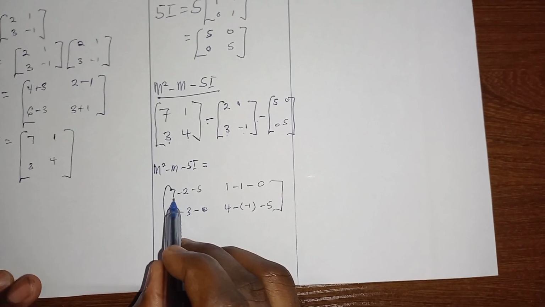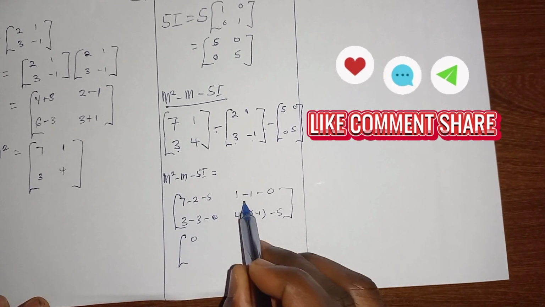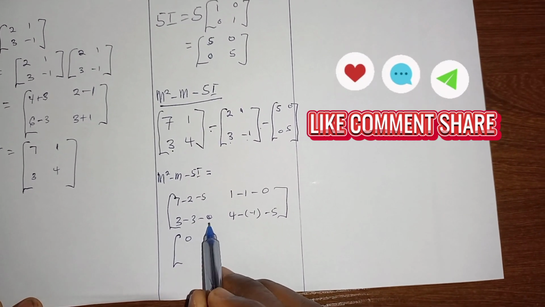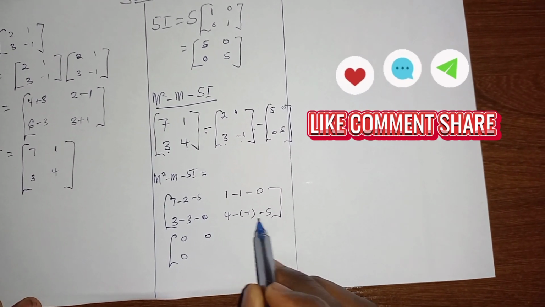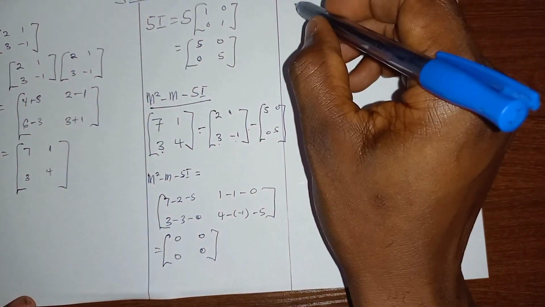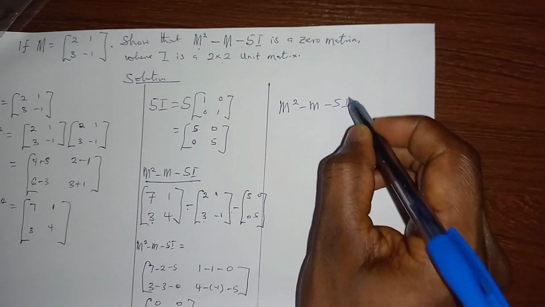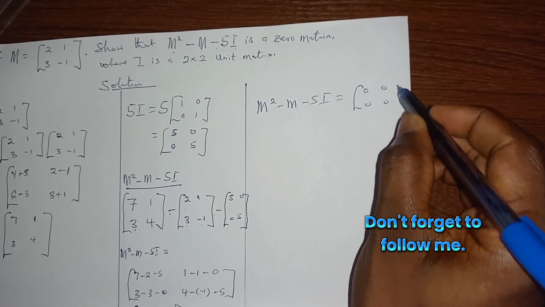Okay, so let's simplify it. 7 minus 2 is 5. 5 minus 5 is 0. 1 minus 1 is 0. 0 minus 0 is 0. 3 minus 3 will give us 0. Minus 0 also gives us 0. 4 minus negative 1 is plus 5. Minus 5 will give us 0. So that is what you are getting. Our M squared minus M minus 5I is equal to 0, 0, 0, 0.